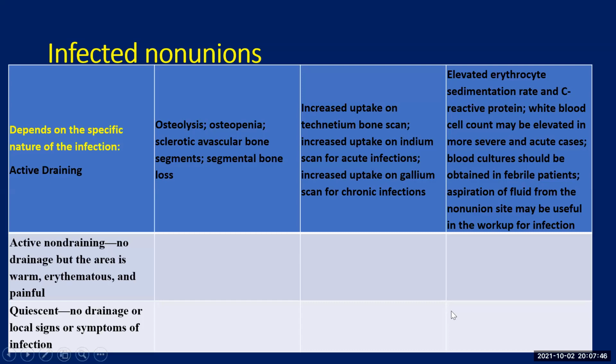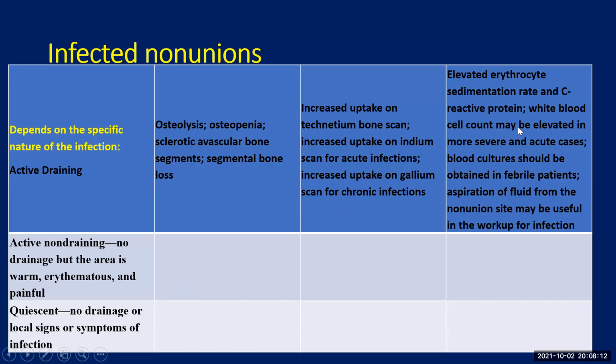Now coming on to infected non-unions, depending on the specific nature of infection, they can be active draining, active non-draining or a quiescent infection. They show osteolysis, osteopenia, sclerotic, avascular bone segment and bone loss. There is increased uptake on technetium bone scan, increased uptake on indium scan for acute infection, that is acute on chronic if it is, or increased uptake on gallium scan for chronic.